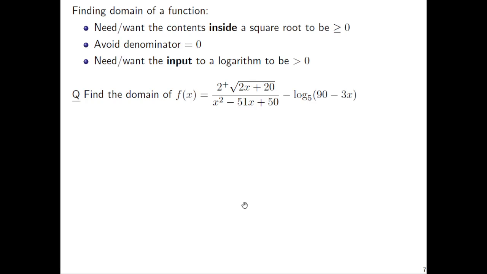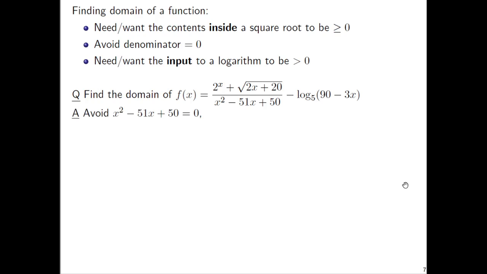We need the contents inside our square root to be greater than or equal to 0. We've got to avoid the denominator equaling 0, and we want the input to a logarithm to be greater than 0. So let's find the domain of f of x equals 2 to the x plus root 2x plus 20 all over x squared minus 51x plus 50, then minus log base 5 of 90 minus 3x.